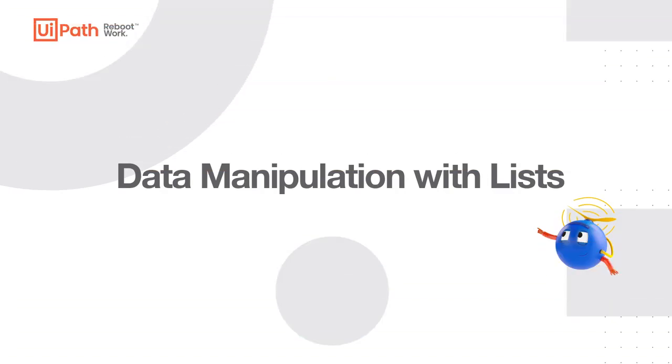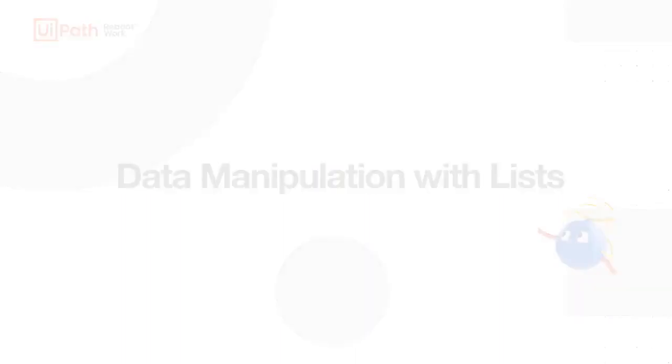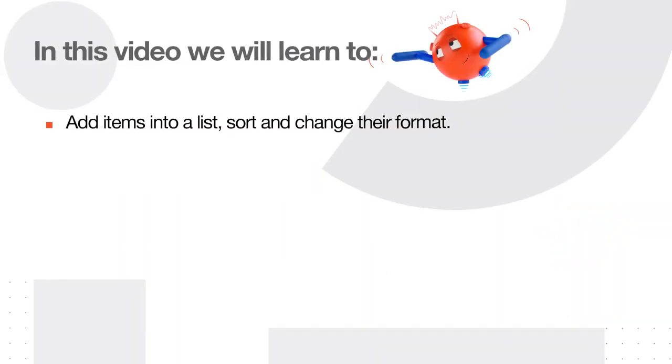Hello and welcome to the Working with Lists demo. In this demo, we'll learn how to add items in a list, sort, and change their format. Lists are used a great deal in programming, and RPA makes no exception. Lists are suitable whenever usernames, employee numbers, invoice numbers, and other elements need capturing, storing, or processing.